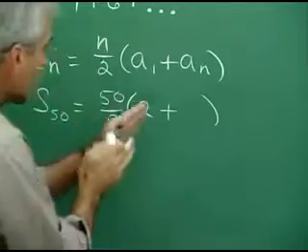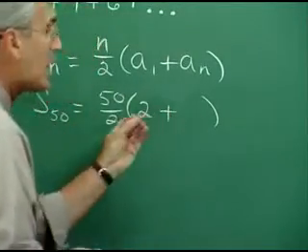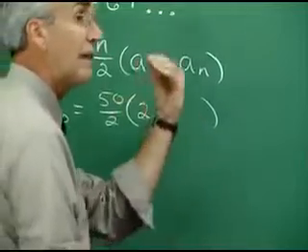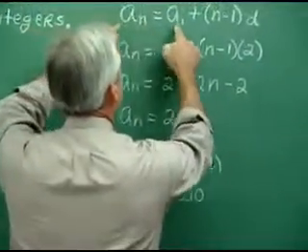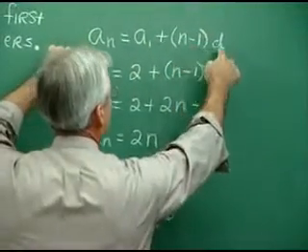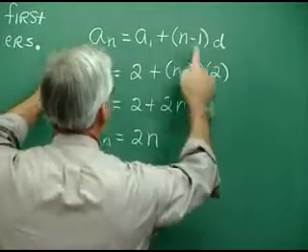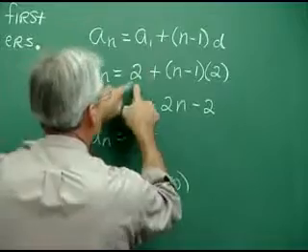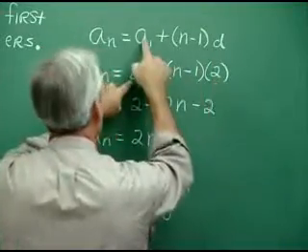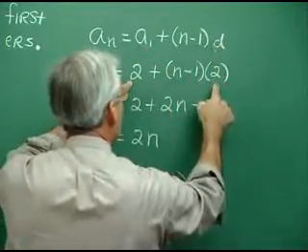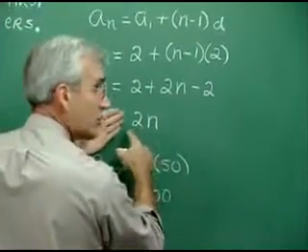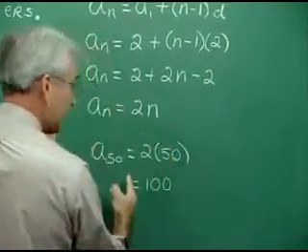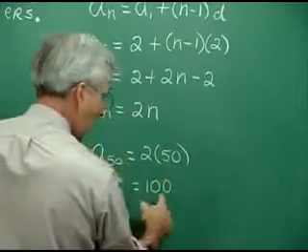So to find the value of that 50th item, we represent an expression for the nth term. And that expression is found by a sub n is the first term plus n minus 1 differences. Now, we know about the first term and the common difference of 2. So a sub 1 is 2, the common difference is 2. Evaluating here, we find a sub n to be generated by the expression 2n. So the 50th term is 2 times 50, or 100.